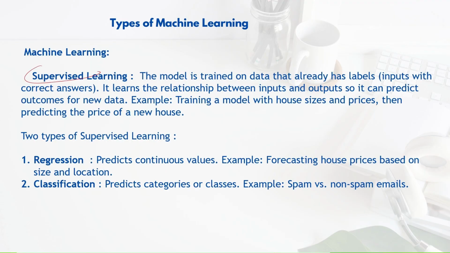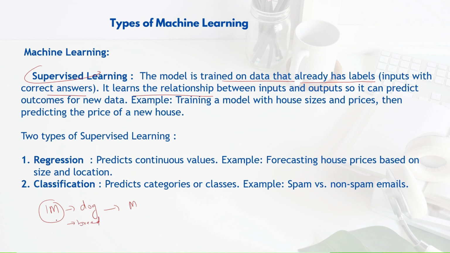Supervised learning. The model is trained on data that already has labels, inputs with correct answers. It learns the relationship between inputs and outputs so it can predict the outcomes for new data. I will give 1 million images of dogs to my AI system. Okay. And then I will say, okay, this dog belongs to this particular breed.